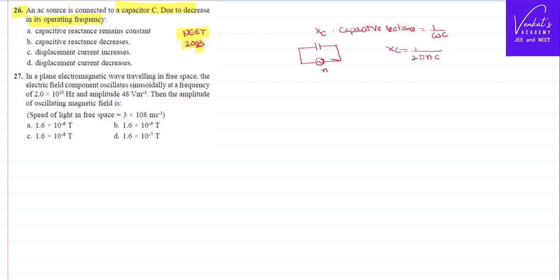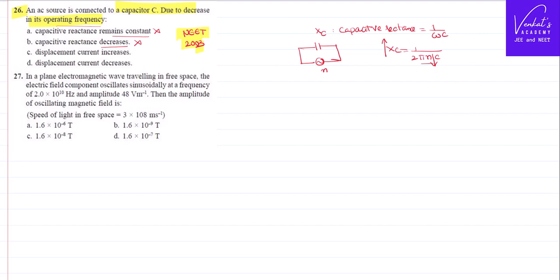Now he is saying due to decrease in its operating frequency, now the frequency decreases. As the denominator decreases, the resultant factor Xc has to increase. So capacitive reactance increases is the answer, but unfortunately the options given are capacitive reactance remains constant, and decreases. Both of them are wrong. That means you don't have an answer in that sense there.